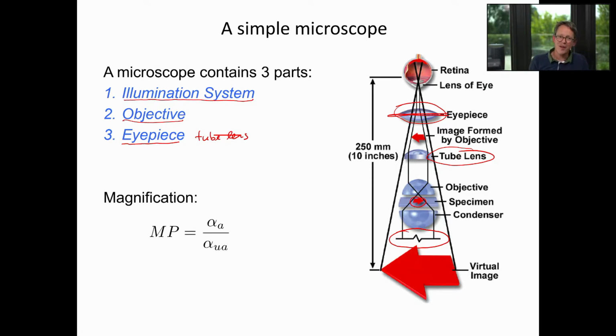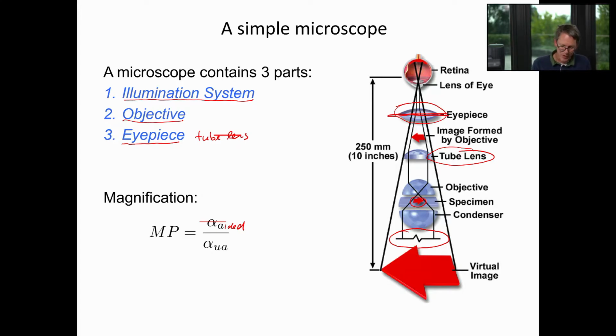Now, the magnifying power of an instrument can be defined as the ratio of the angle subtended, so alpha A, the aided. So if I write in here aided into this diagram here, into this formula here, compared to the angle of the unaided eye. So aided means that you have a magnification system present, and the unaided angle is the angle that you see when the eye isn't helped with a magnification system.